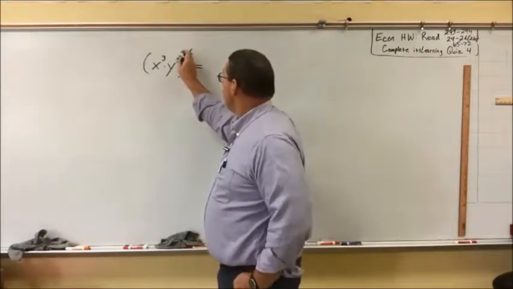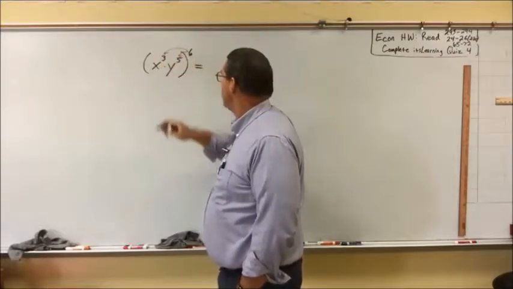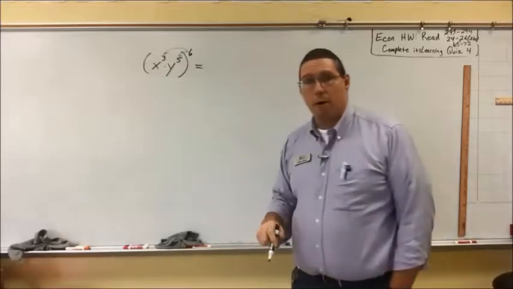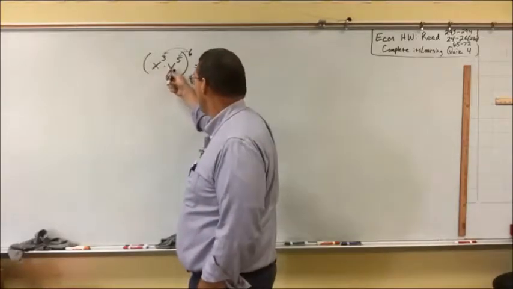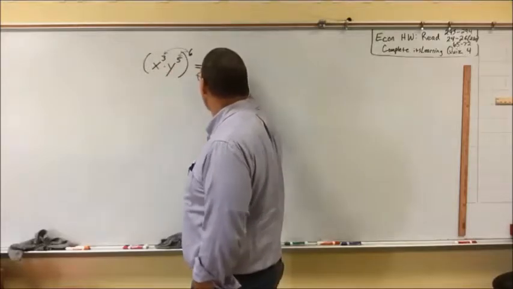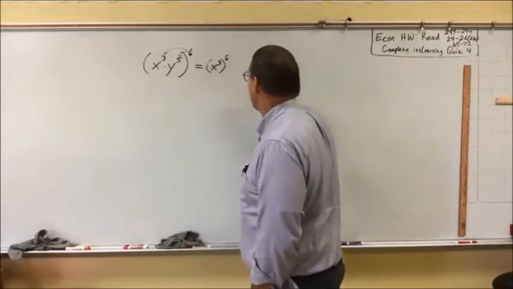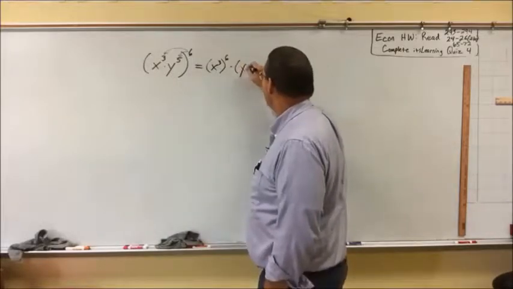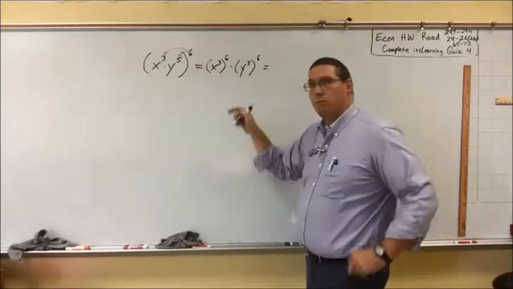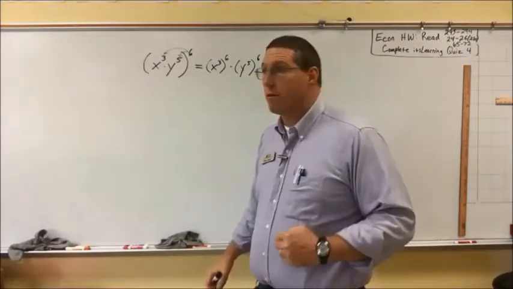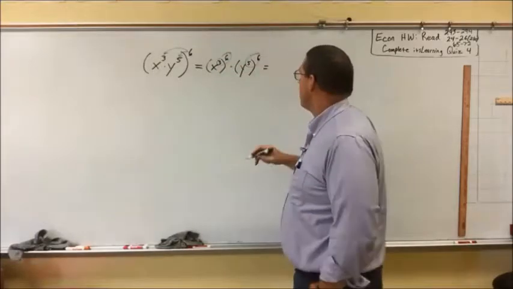We can distribute this 6 to both the x to the 3rd power and the y to the 5th power. So that 6 belongs to both the x to the 3rd power and the y to the 5th power. So this is basically the same thing as having x to the 3rd power to the 6th times y to the 5th power to the 6th. Now this refers back to our second rule of exponents that says when you have this, you multiply the exponents.